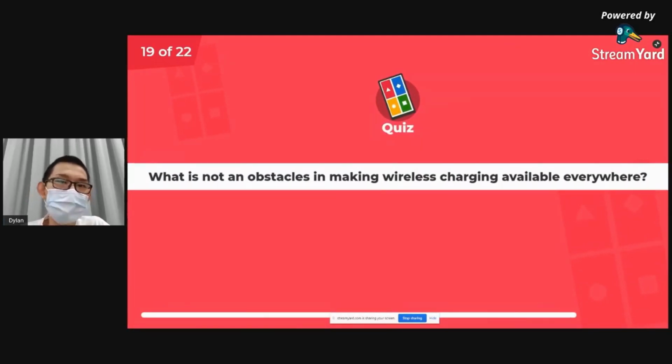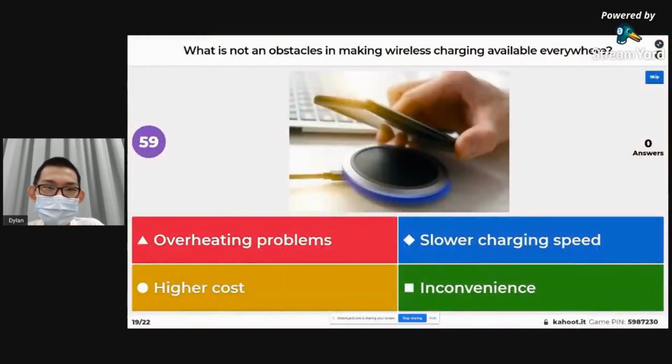What is not an obstacle in making wireless charging available everywhere? Is it A, overheating problems, B, slower charging speed, C, higher cost, or D, inconvenience?